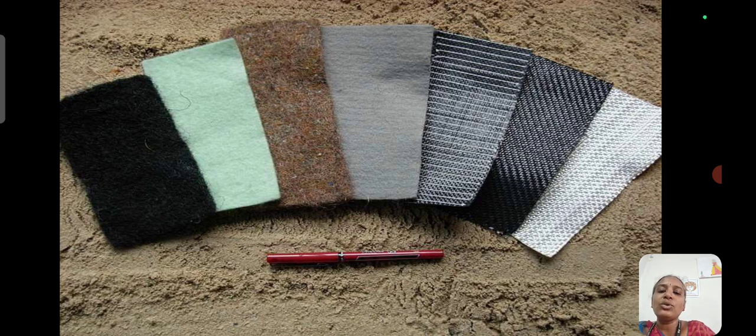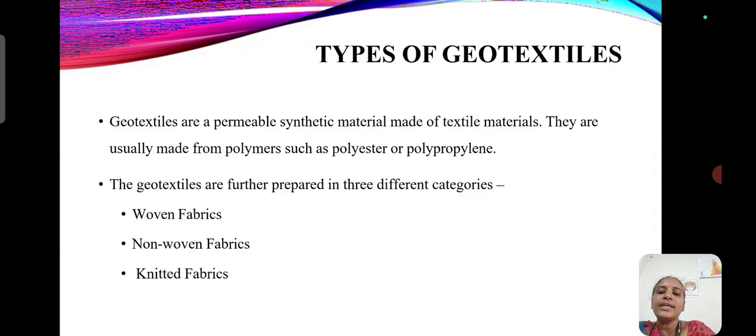Here I have showcased the fabrics we are using in geotextiles for the filtration function, separation function, and for the reinforcement purpose. We can use all these types of fabrics. And next, we'll move on to the types of geotextiles.